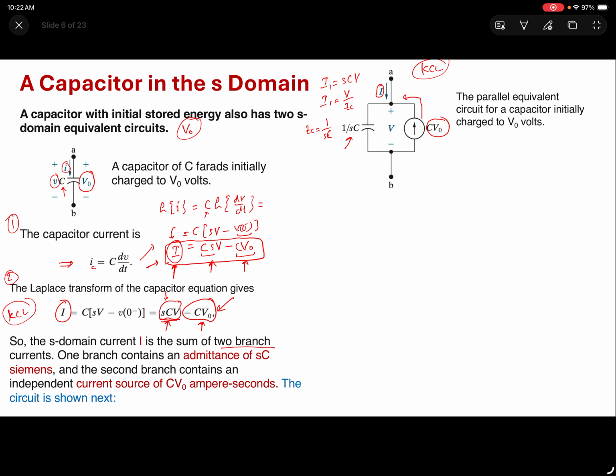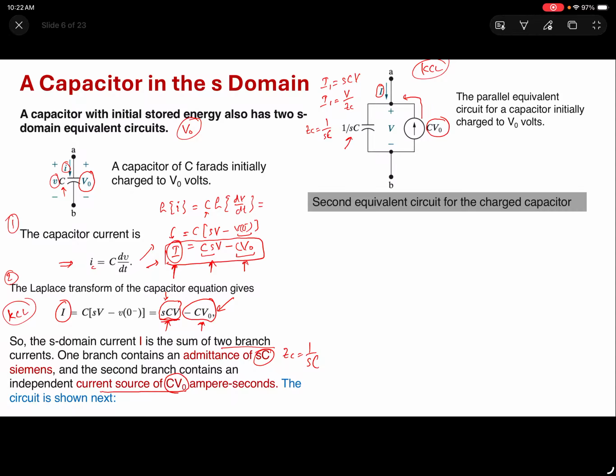And this is what we just talked about over here. You have two branches. The first branch has an admittance of SC or impedance of 1 over SC, and the second branch has an independent current source of CV naught. So this is one of the circuit representations that you get. Now you can find the second circuit representation as well. In order to find it, you have to solve this equation for capital V. And you can easily solve it.